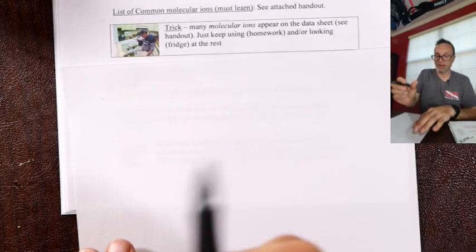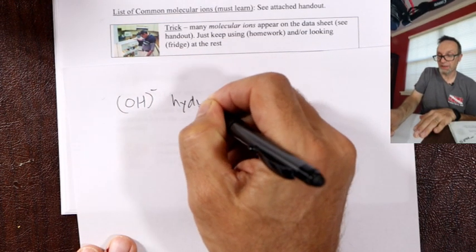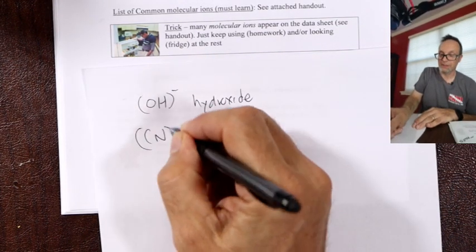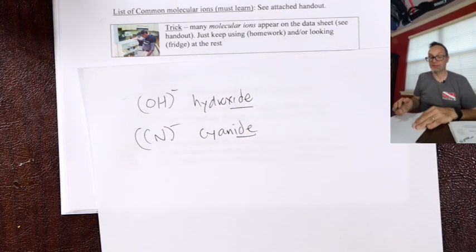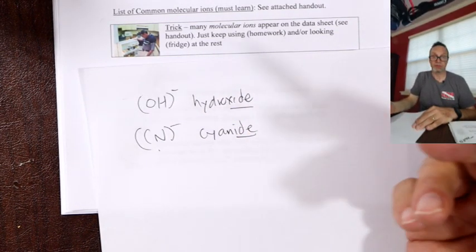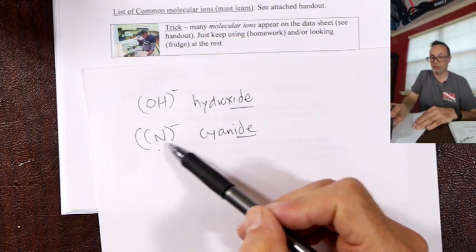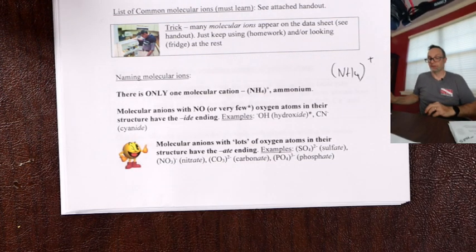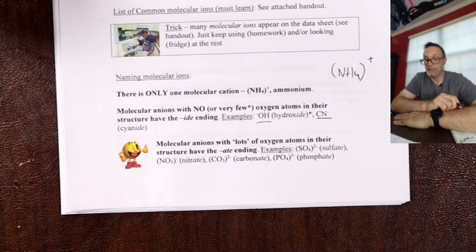So the classics are OH minus, that's hydroxide. These are on your sheet down here, right? Okay, and CN minus, cyanide. So hydroxide, cyanide, one oxygen, no oxygens, we're good to go. These are small molecules, 2 atoms, 2 atom molecules, but they are molecular ions with -ide endings. So that's the 2 -ides: hydroxide, OH minus, cyanide, CN minus.